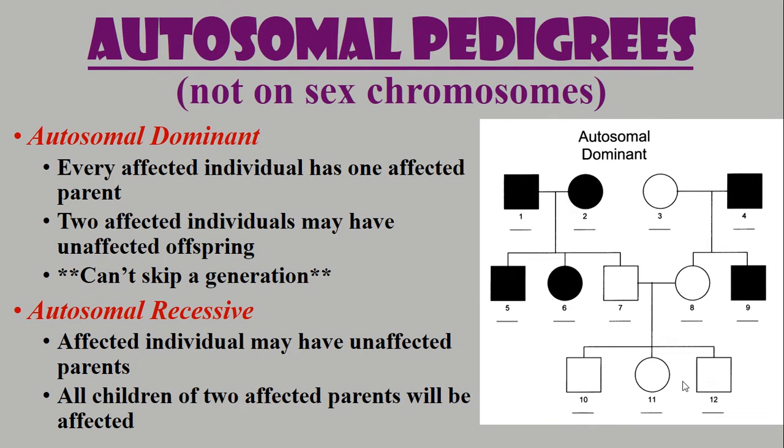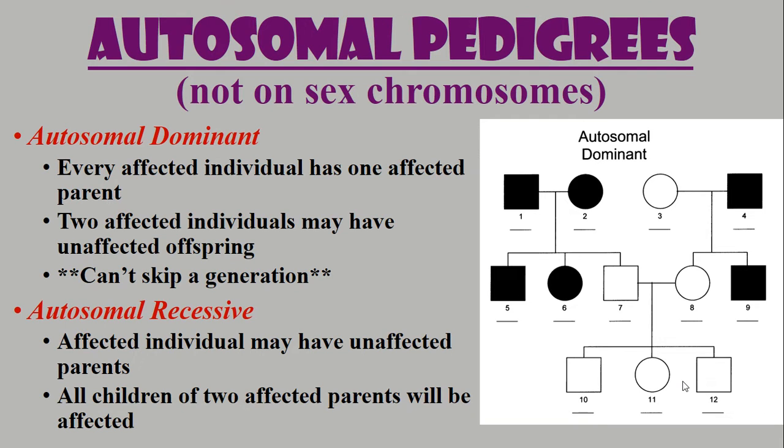Now, there's three types of pedigree charts you could see. The first ones are autosomal pedigrees, meaning these are any trait that would not appear on your sex chromosomes. So when you do these, you don't have to write your X's and Y's up here. You just write the normal genotypes.